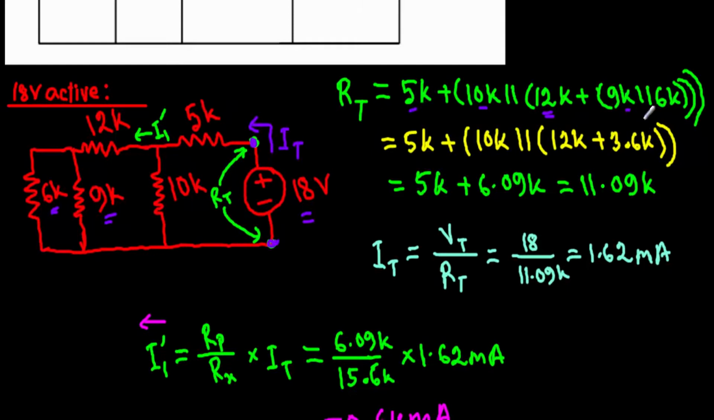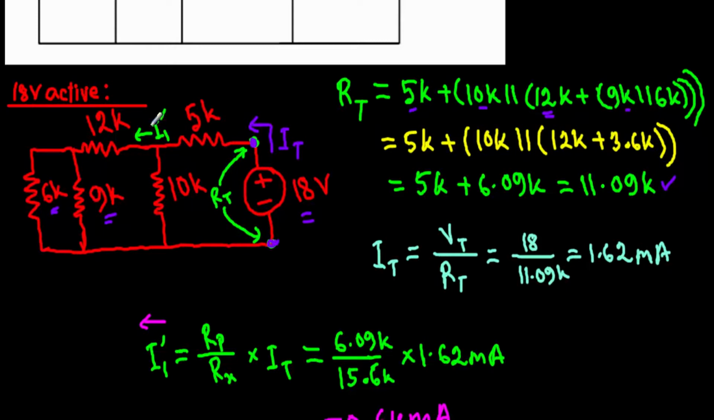The parallel of 9 kilo ohm and 6 kilo ohm is equal to 3.6 kilo ohm. If I add them up, then I will get 15.6. 15.6 k parallel with 10 kilo ohm gives us a value of 5.09 kilo ohm, which is in series with 5 kilo ohm. So our total RT is equal to 11.09 kilo ohm. Now I want to calculate IT. Our total resistance is 11.09 kilo ohm and our total voltage is 18 volt. So we will get a value of 1.62 milliampere as the source current in this circuit.